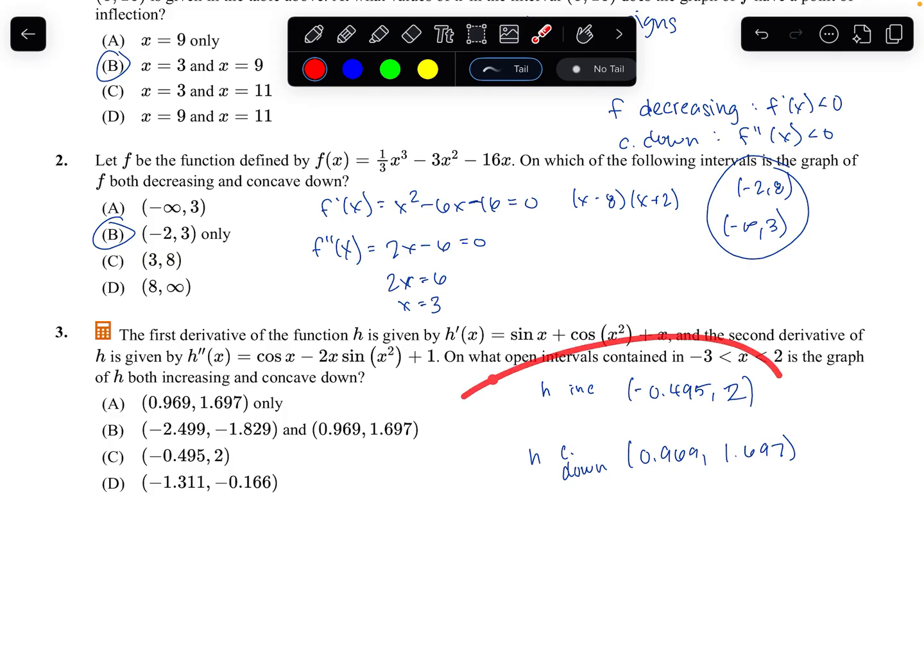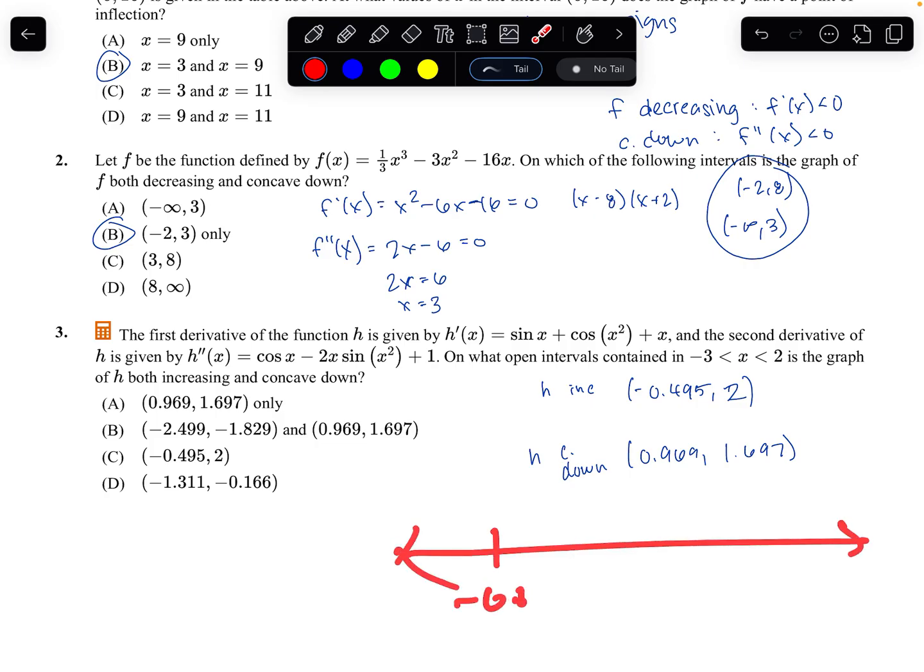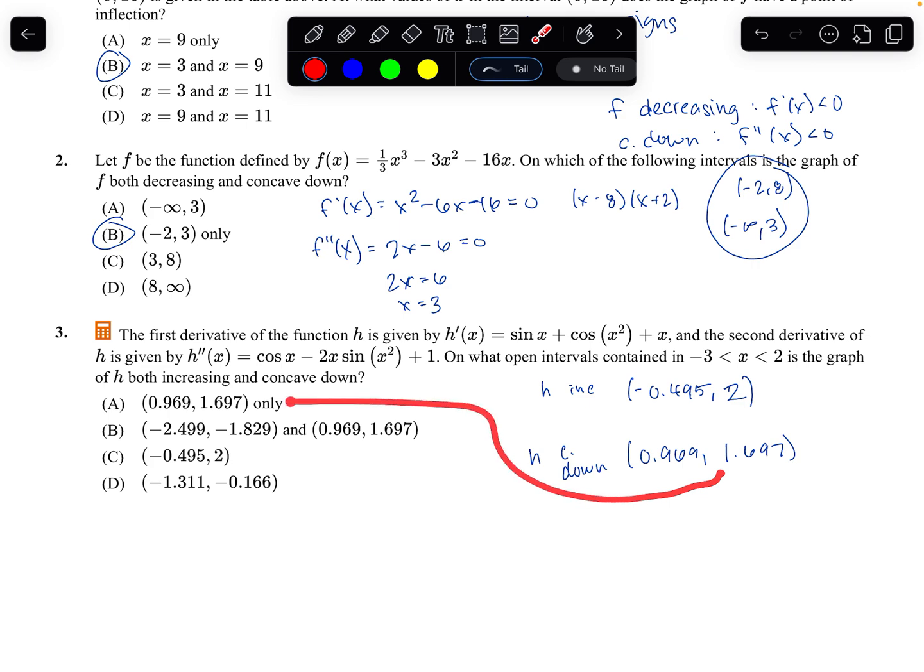And where do these overlap? They overlap. So if I had like a number line right here, this is negative 0.495. And then 2. But these values are in between. These values are in between. So it's just going to be where it's concave down. And so that's going to be this one right here. And there we go.